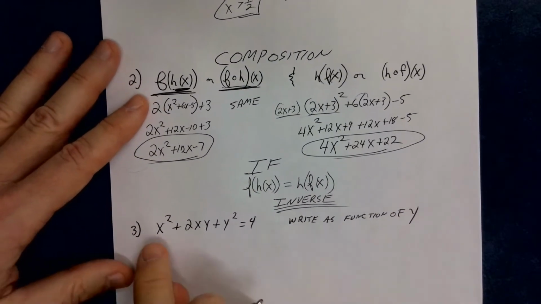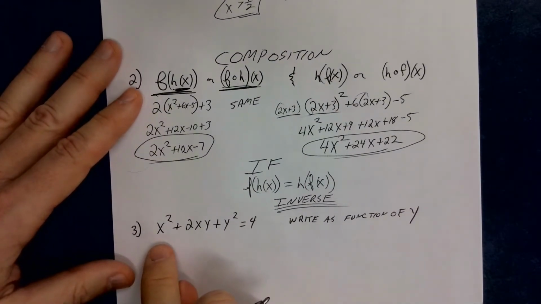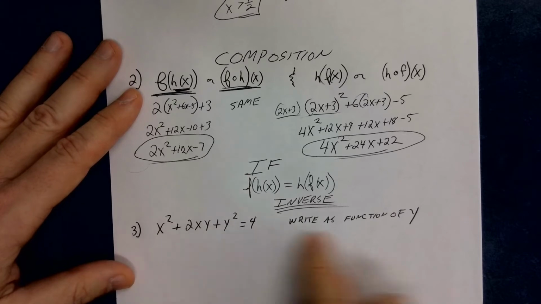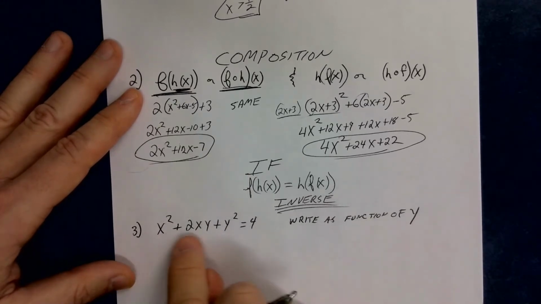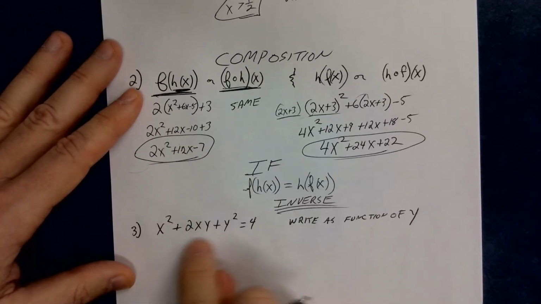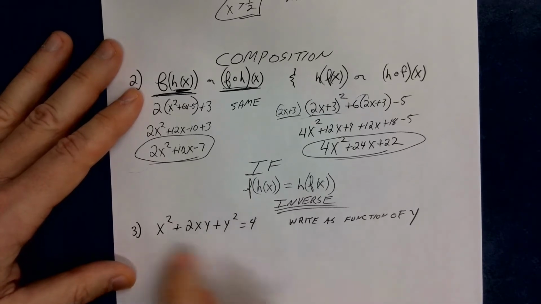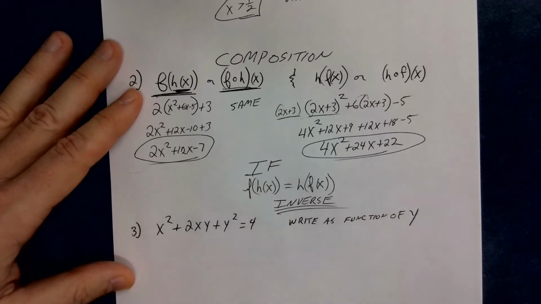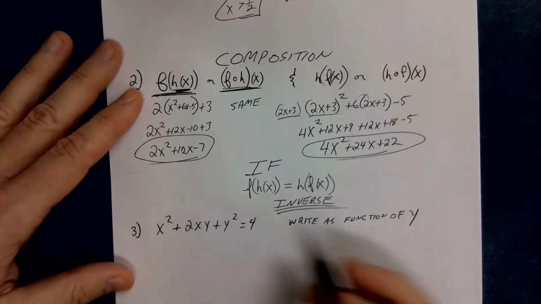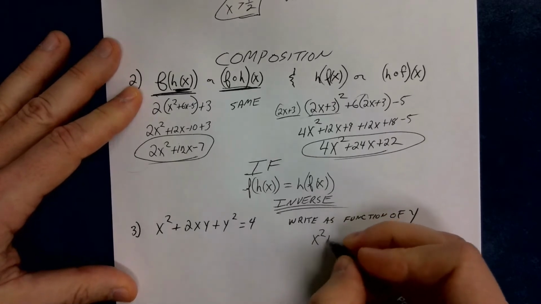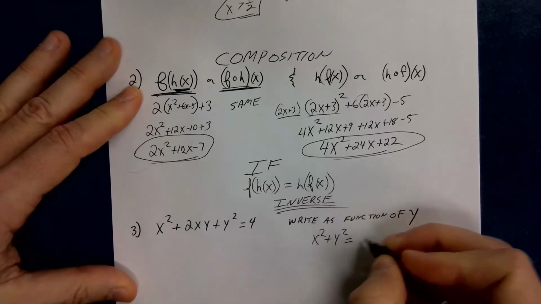Okay, so the next thing we're going to talk about is implicitly defined functions. So if I was to graph this stuff, you're like, what the heck is that? X squared plus 2xy plus y squared equals 4. I don't know, but we're going to see if we can find out what that is. We know that x squared plus y squared equals 4.